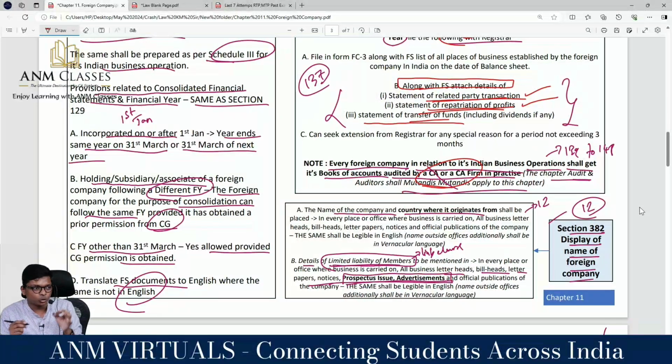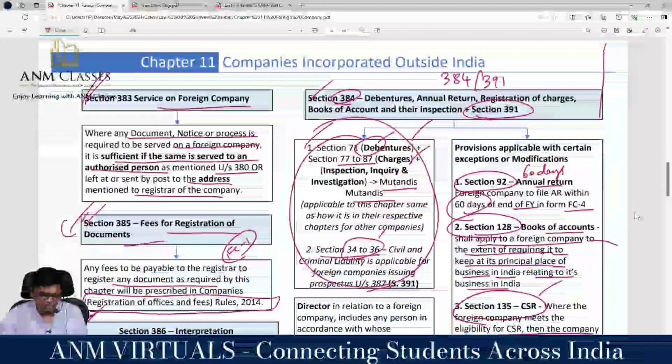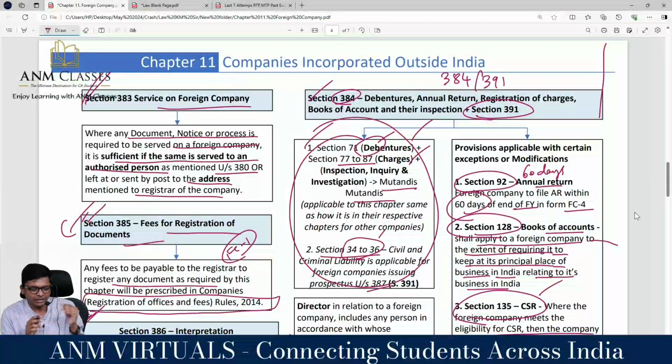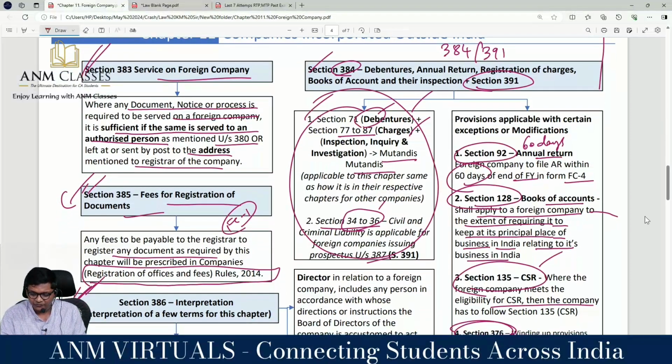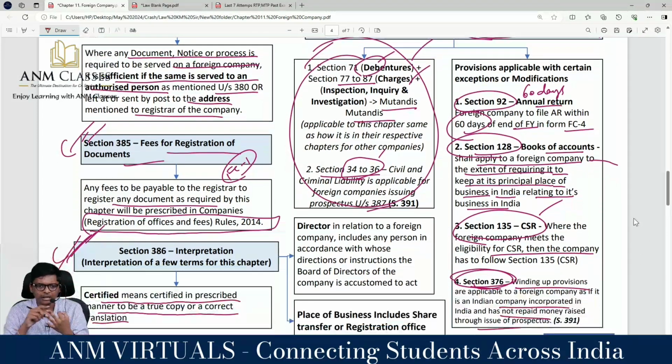Then we saw Section 382, display of name board. So far they haven't tested even in Final in the past, but we have it: display of name board. Additionally add the country name and liability clause. That's it. Then we went to 383, never tested so far, but if it comes, I think one question was tested. If a notice is sent to the authorized person, it's equal to sending it to the foreign company. That is Section 383. Then 384, basically we said chapters like debentures, charges, books of accounts, annual return, then CSR, all these apply mutatis mutandis to a foreign company. So he can ask you CSR questions.